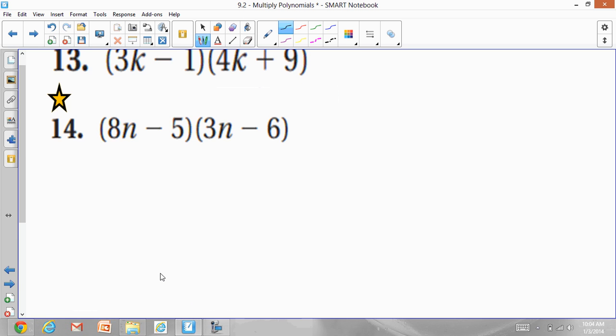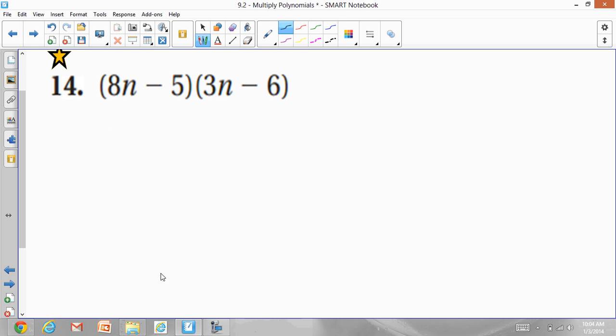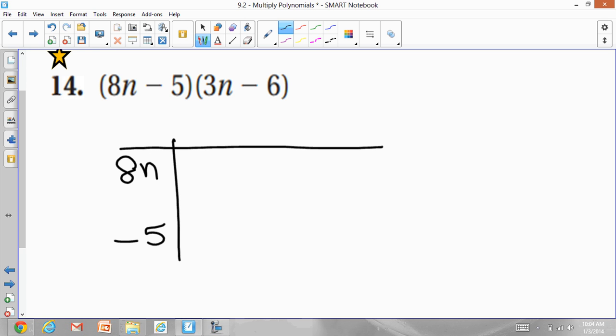Now copy question number 14. Let's do this together. Using the table method, I'm going to write 8n minus 5, writing it vertical, like a tic-tac-toe, filling in the boxes. So this goes vertical. These two, split them and write them horizontal.